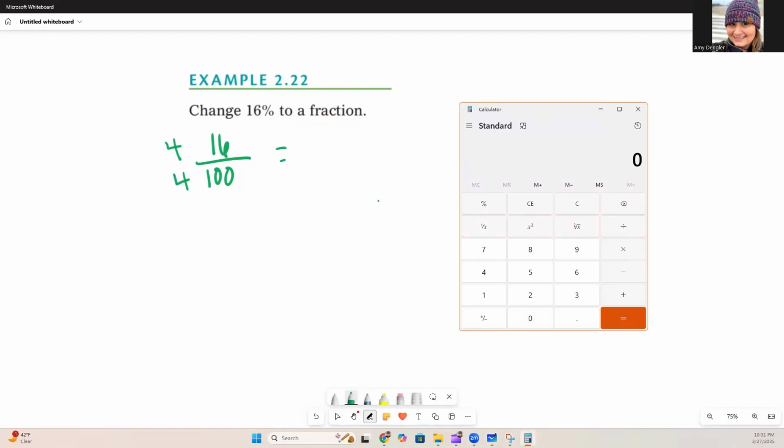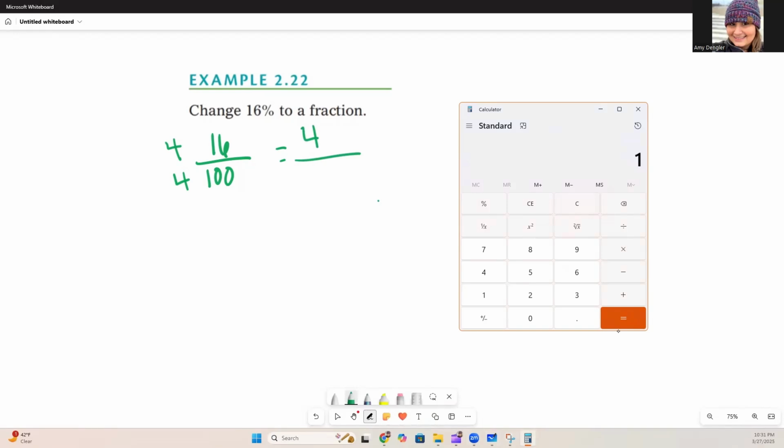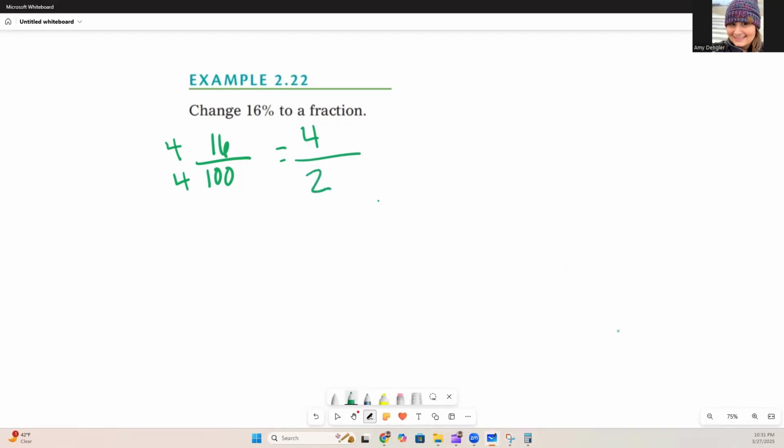16 divided by 4 is 4. And 100 divided by 4 is 25. And that's our answer.